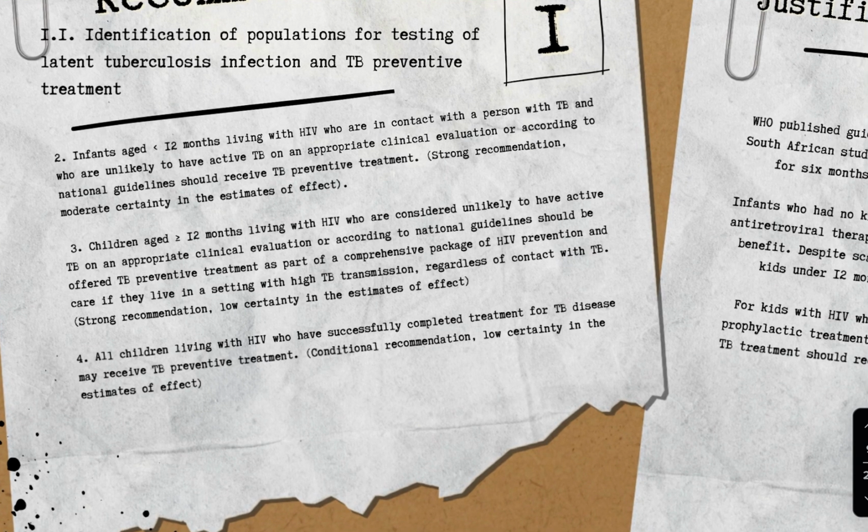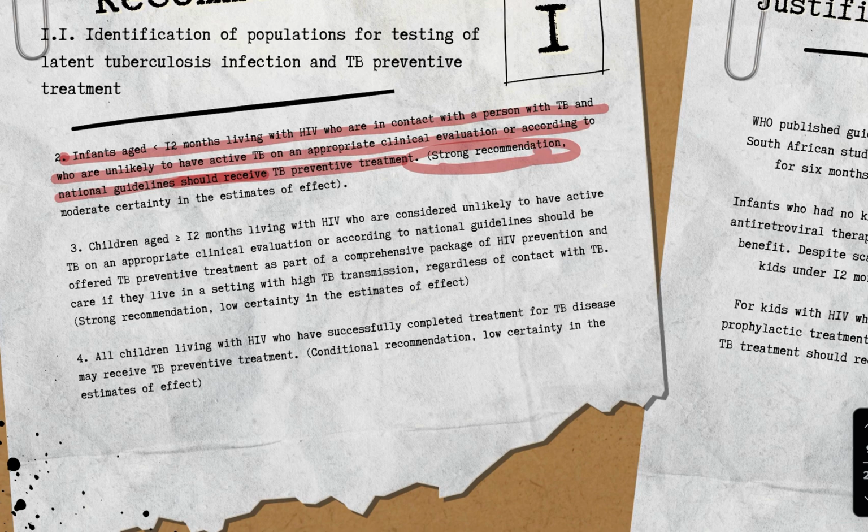This is about infants, less than 12 months of age, living with HIV or in contact with a person with TB, who are unlikely to have active TB on appropriate clinical evaluation or according to national guidelines. They should receive TB preventive treatment, and this is also a strong recommendation. So infants of less than 12 months should also receive TB preventive treatment.